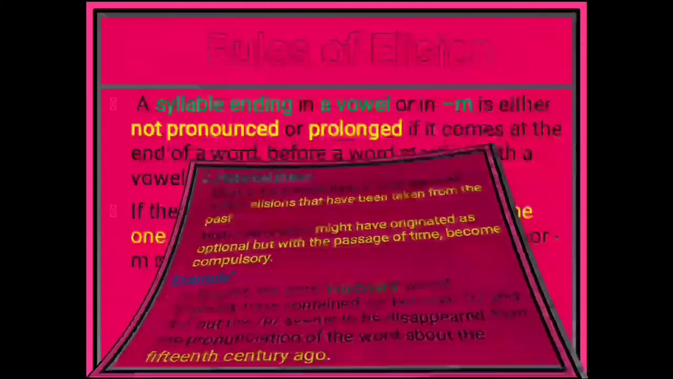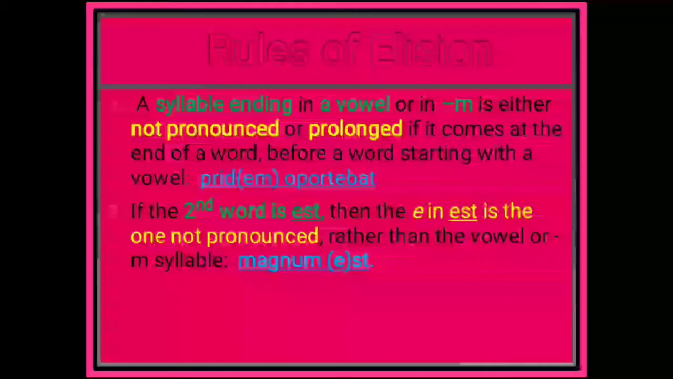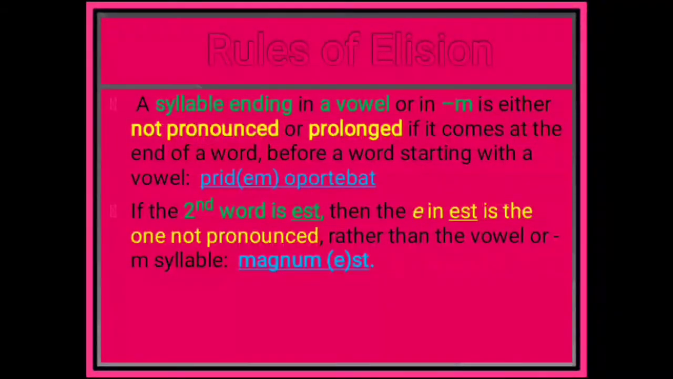If we talk about the rules of elision, the first rule is that a syllable ending in a vowel or in M is either not pronounced or prolonged if it comes at the end of a word before a word starting with a vowel. Now in the first word, the M is there, so it is not pronounced.